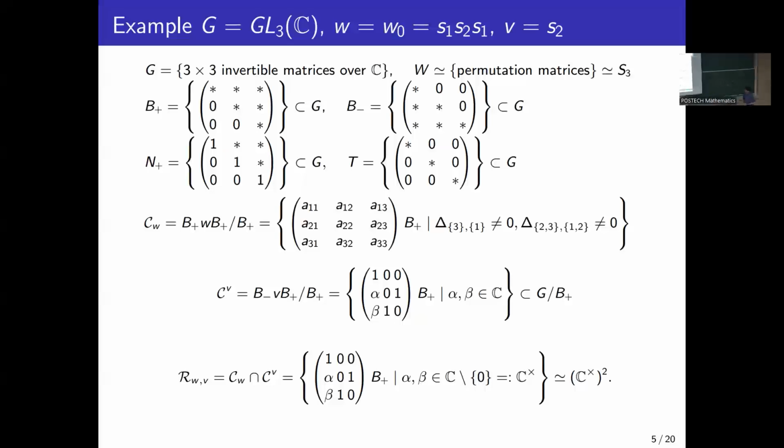What is delta 3,1? In the definition of C_W, on the right side, you have delta 3,1 not equal to 0, and delta 23,12 not equal to 0. What does this delta mean? So this is a matrix minor. Yes, you take the submatrix and the determinant. So they are regular functions on the matrix.